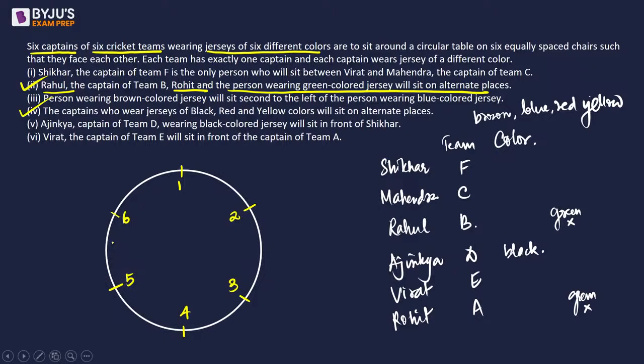It doesn't really matter. But once we place Rahul, Rohit and the green colored jersey wearing captain at 1, 3, 5, the 4th statement says the captains who wear jerseys of black, red and yellow colors will sit on alternate places. So this tells us that because green colored is not mentioned in these 3 colors, it's not the same captains who are going to be sitting at alternate places, right? So let's start with black, red and yellow on alternate places.